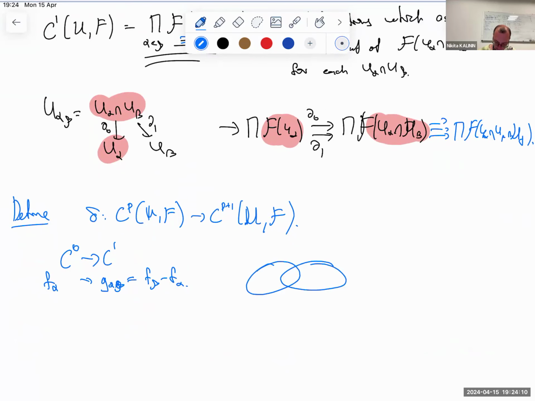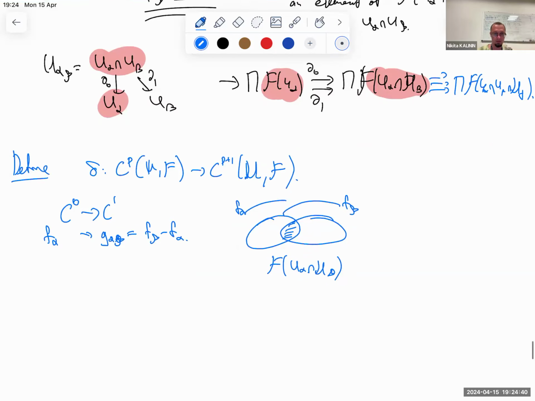And so you have two sets. Here you have an element f alpha, here you have an element f beta. Then you can restrict both of them to the intersection. Maybe they come from different abelian groups, but anyway, we have a map of restriction. And then in the abelian group F of U alpha beta, there are two elements, and then we take the difference. So that's it.